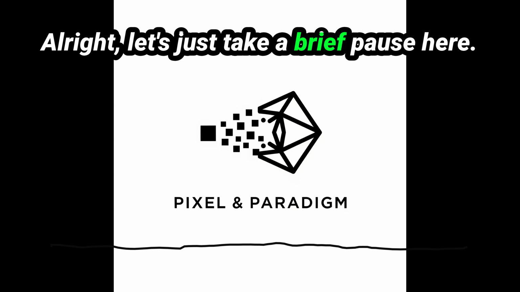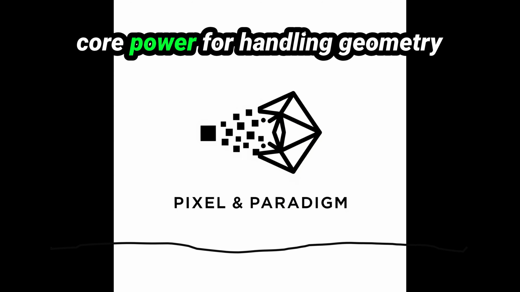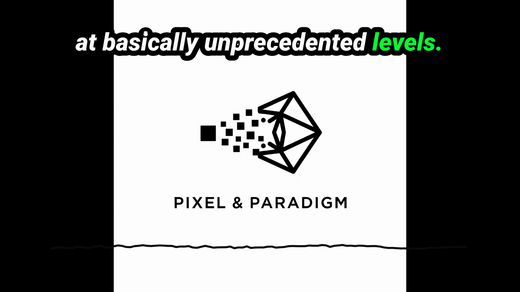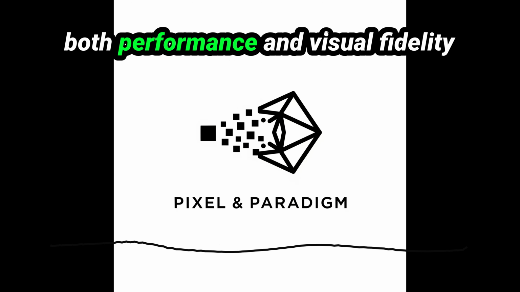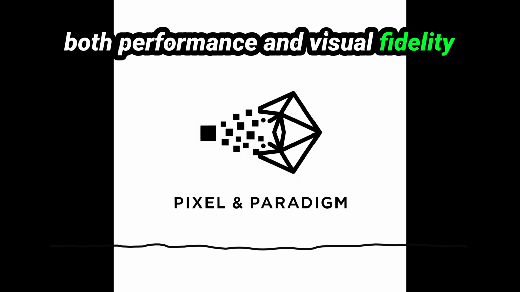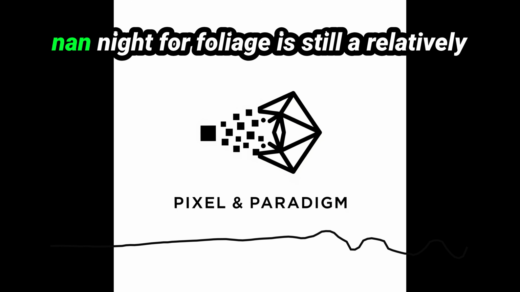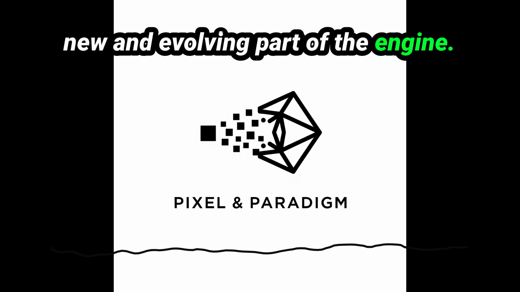All right, let's just take a brief pause here. Quick recap. So far, we've established Nanite's core power for handling geometry at basically unprecedented levels. We've talked about why moving to full 3D geometry is really the key for both performance and visual fidelity compared to the old 2D cards, which is maybe counterintuitive at first. And we've noted that this whole area of Nanite for foliage is still a relatively new and evolving part of the engine. Things will change.